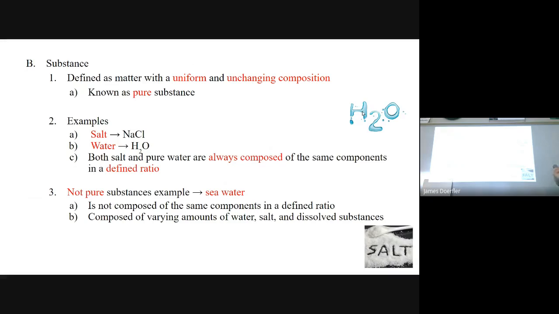And that basically leads us into substance. Matter with uniform and unchanging composition. Now, since it is unchanging, we call that a pure substance. As we just mentioned, salt, and water is H2O. Salt and water are both pure substances because they are always composed of the same components in a defined ratio.